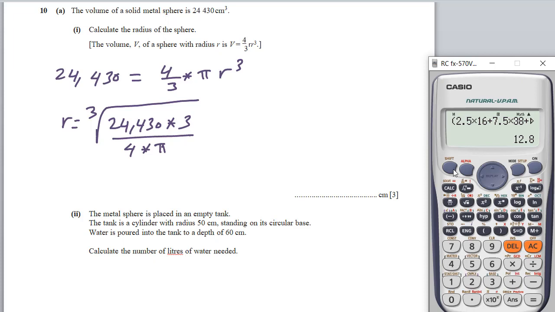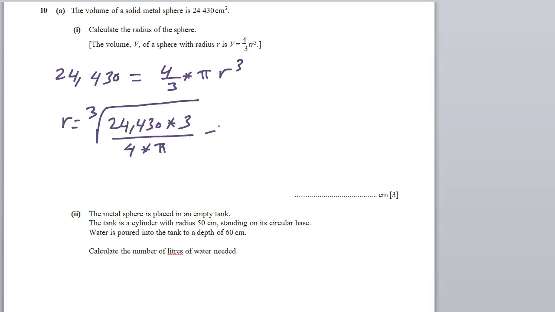Let us use our calculator. Shift, cube root. Now 24,430 multiplied by 3 divided by 4 divided by pi. So 18 centimeter. The radius here is equal to 18 centimeter. Okay.